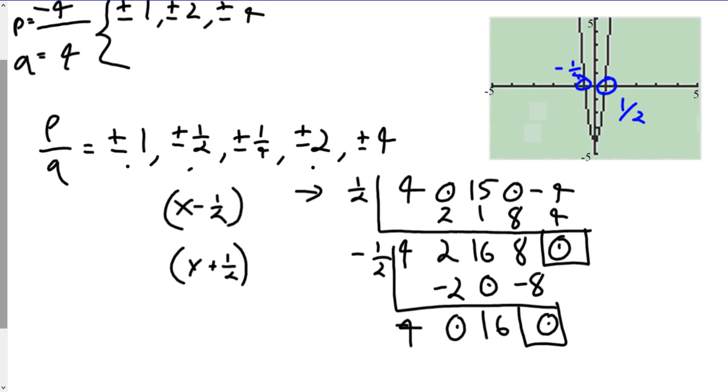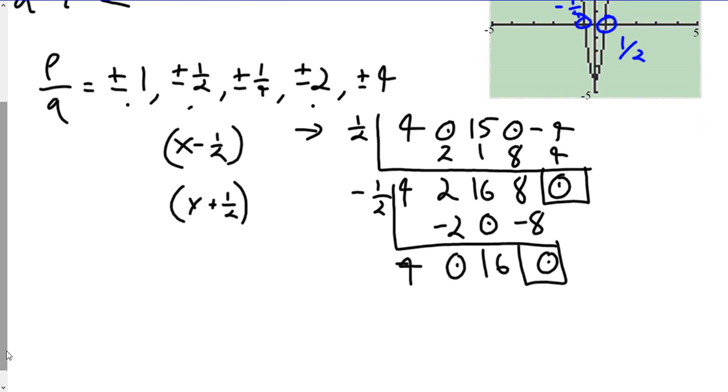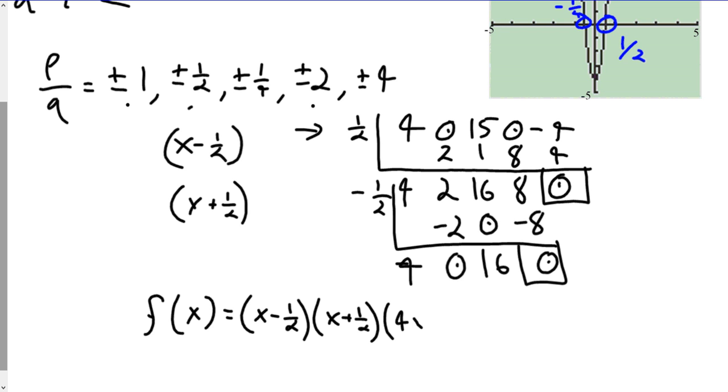So what am I left with? So I know that this f of x can be written as x minus 1/2, x plus 1/2, and then I have 4x from that squared, no linear term, but plus 16. Okay. This cannot be factored anymore. So we're just going to leave it there, and we have our factors of f of x. Go ahead, highlight any questions you have in the notes, and I'll see you in class tomorrow.